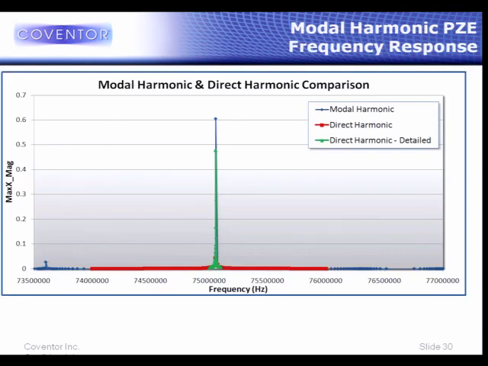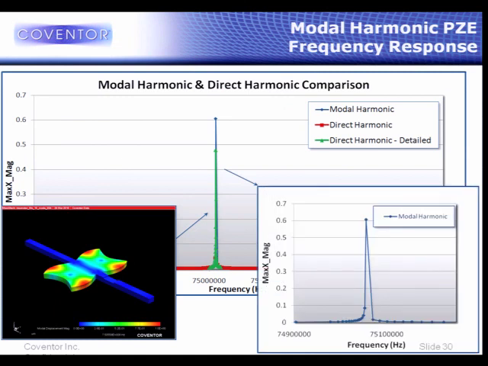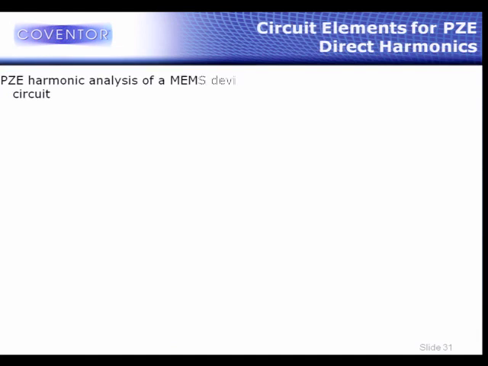So here's a comparison. You can get the same answers with modal and direct harmonic, but with modal you can really pinpoint those peaks, and again for resonators this is very useful, especially with resonators where there can be a lot of spurious modes that are closely spaced with the modes of interest. So I won't belabor this too much.